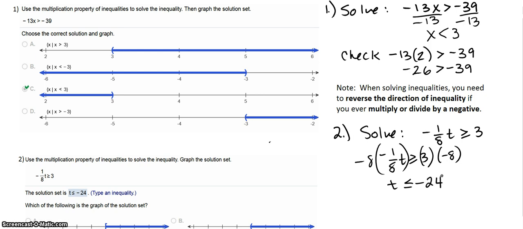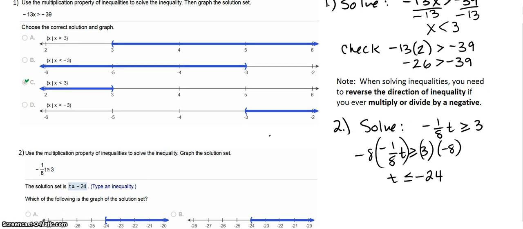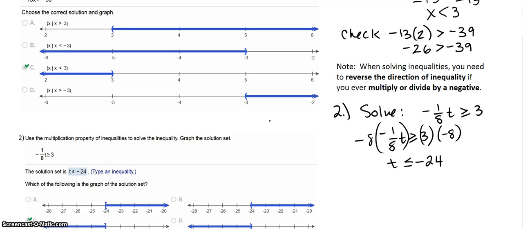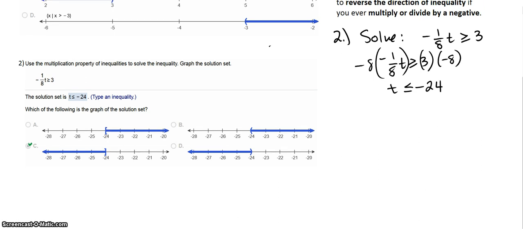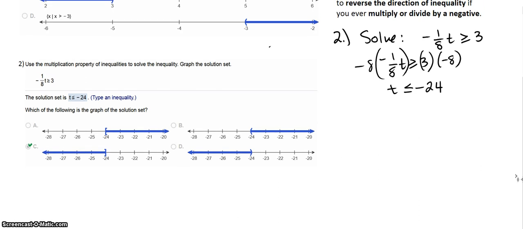So the solution, as you can see over here on the left, they did not put it in set notation, is t is less than or equal to negative 24. And the graph would be things that are smaller than negative 24. So to the left of negative 24, which is negative 25, negative 26.